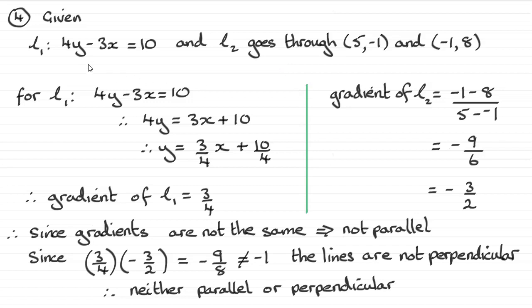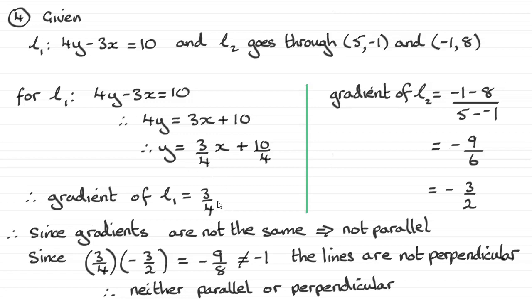So you can see that for L1, what I'm going to do is rearrange this equation into the form y equals mx plus c, where m is the gradient. And you can see that I've added 3x to both sides, leaving me with 4y equals 3x plus 10, and then divided through by the 4, and that leaves me with y equals 3/4 x plus 10/4. M, the gradient, is clearly 3/4 then.